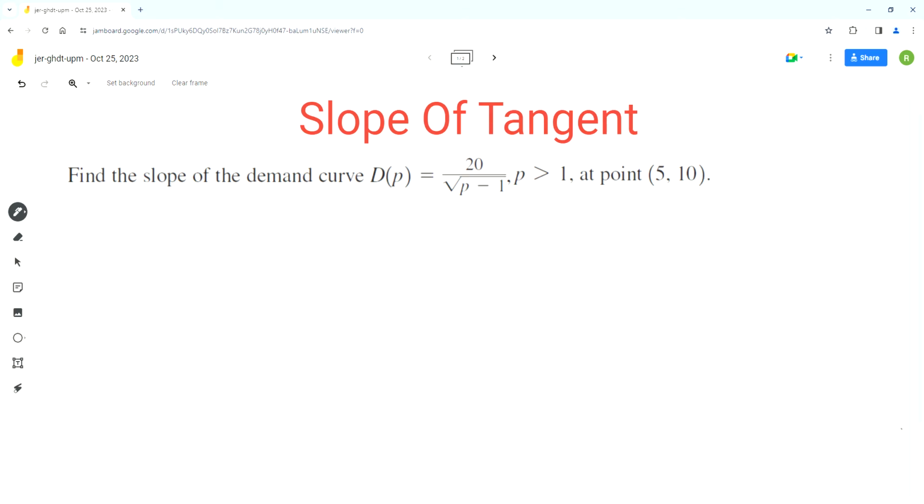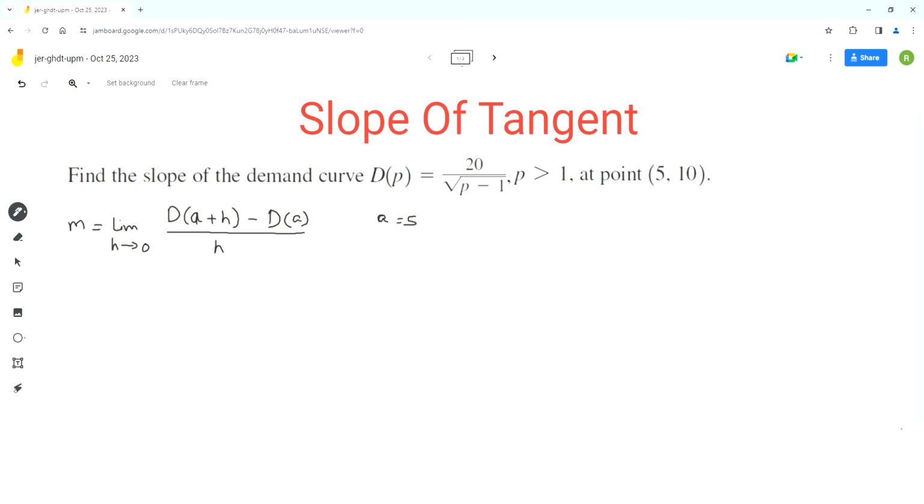So the formula is m equals, now since the given function is D, so we'll write limit h approaches 0, so it will be D at a plus h minus D at a over h. So in this case the given point is (5, 10), so the a value here is 5.